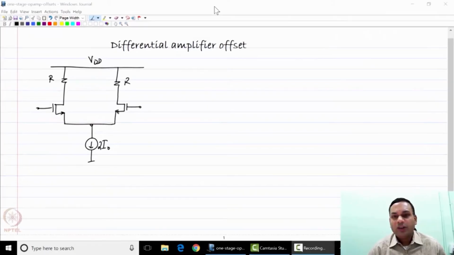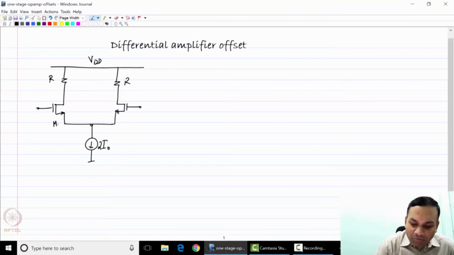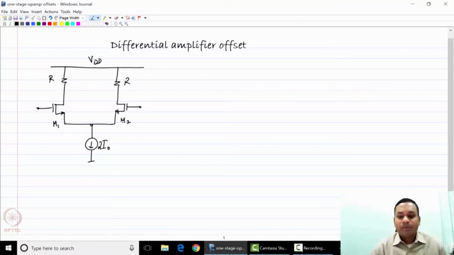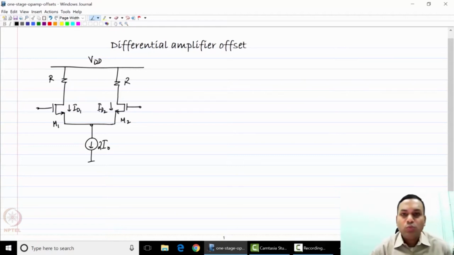In today's lecture, we are going to study the offset of differential amplifiers and see how to extend it to op-amp offsets. So let us take the simplest possible differential amplifier, which is a resistively loaded differential amplifier. Let us assume that the load resistances are R, the two transistors are M1 and M2, and the two currents are ID1 and ID2, and the two outputs are VO1 and VO2.